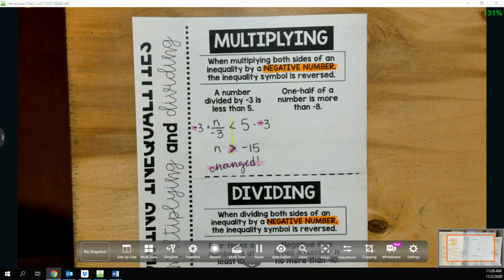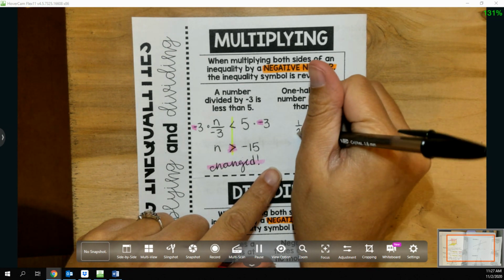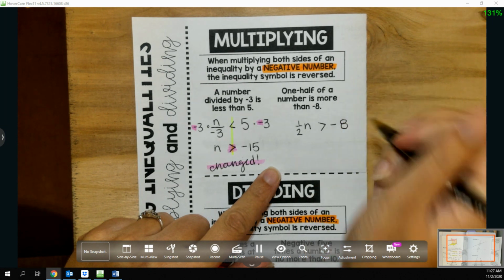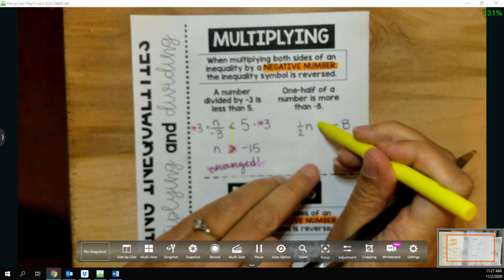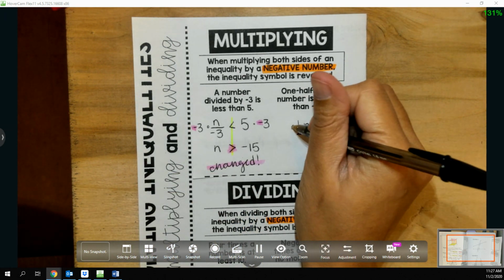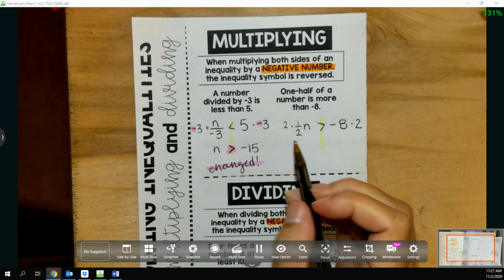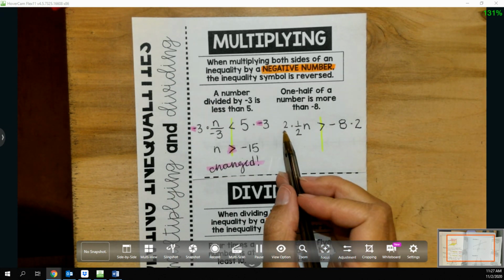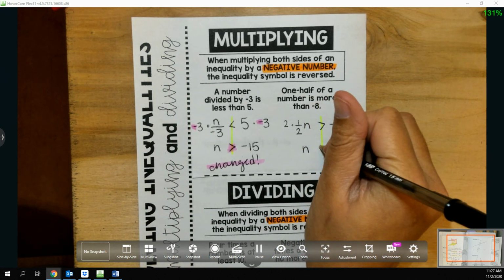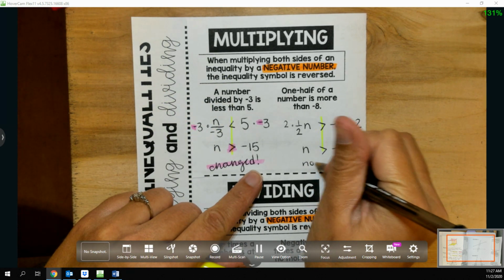Okay, now an example of that not happening, if I had 1/2 of a number is more than -8, I put in my sides, and to get rid of the half, I need to multiply both sides by the reciprocal, which is really just 2. And so this time, the number that went on both sides isn't negative, so I won't change. And n is going to stay greater than -16, so no change.